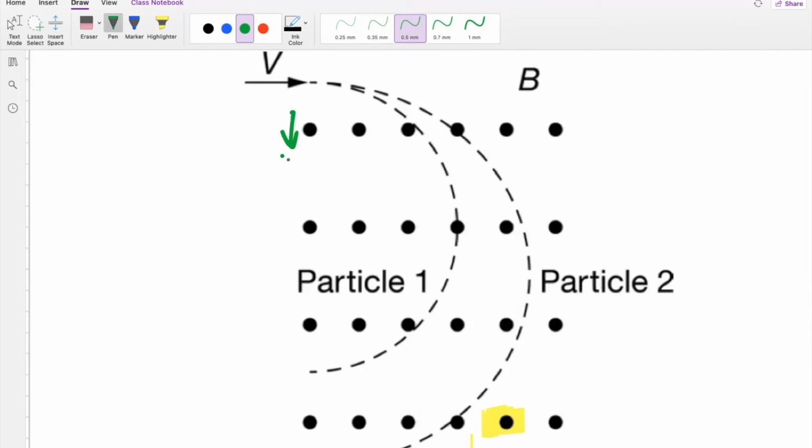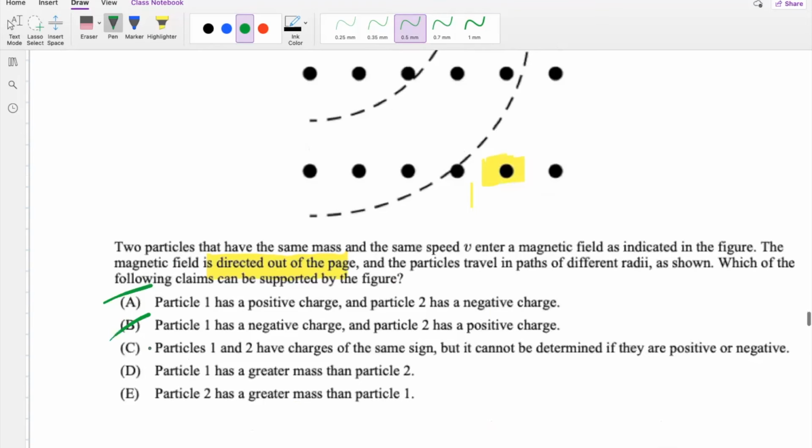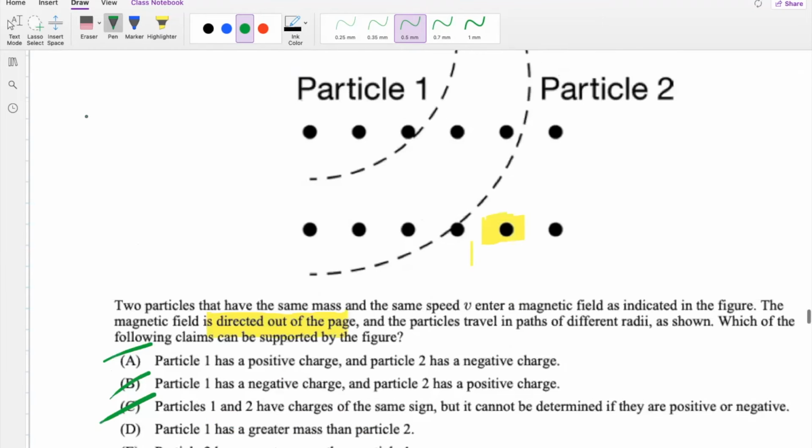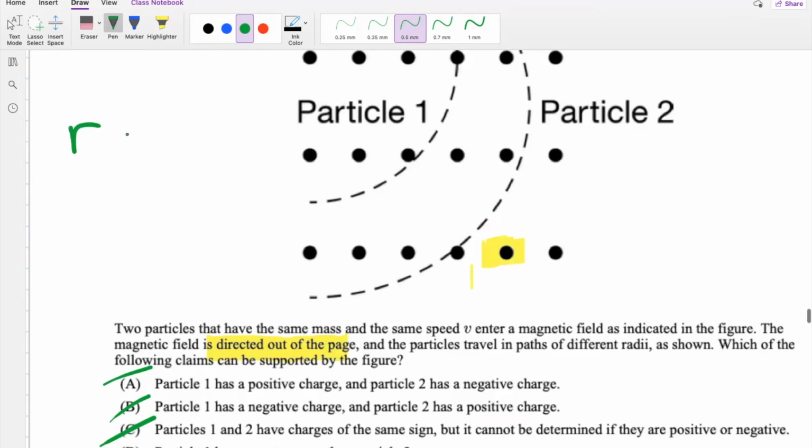We know that the force is this way, the velocity is this way. So then we do our right-hand rule, with the middle finger pointing out, our velocity to the right, and our thumb pointing down. We don't have to change anything, so that's going to be a positive charge. We can determine. Particle 1 has a greater mass than particle 2. No, if anything, we have seen that r is going to be equal to mv over qB.